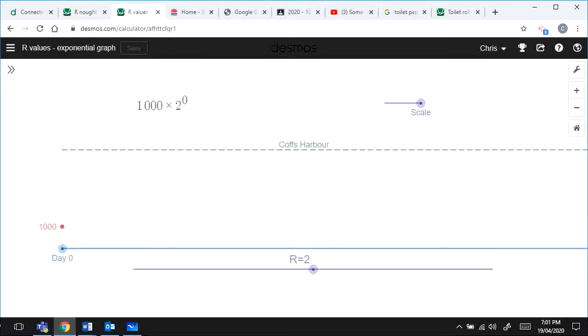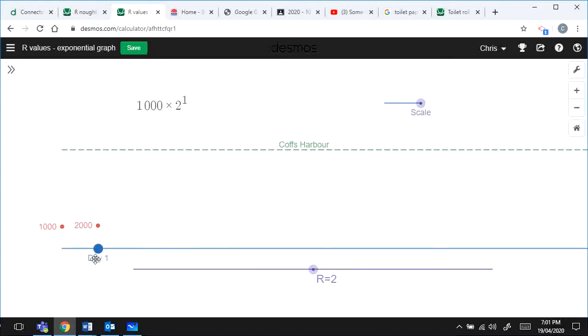Here's the same information on a graph. You can see the R value at the bottom. There's the 1,000 people on the left. And coming up through the days, you can see how the number of new sick people increases, and the shape of the curve created by joining the dots is that characteristic exponential curve.